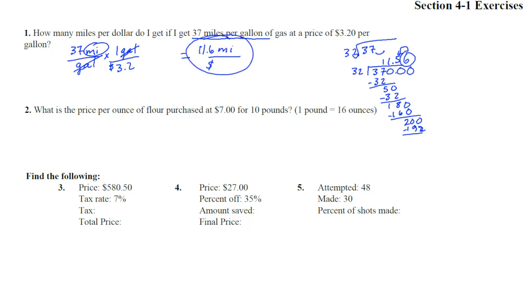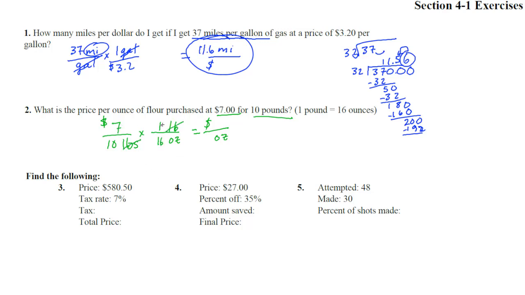Cool. Number 2, what is the price per ounce? So we're going to try to get dollars per ounce. And what do we start at? $7 for 10 pounds. Notice that dollars is already on top and we have to change pounds to ounces. So we've got to multiply by something that's going to get rid of pounds and turn it into ounces. So 1 pound is 16 ounces. There we go, and pounds cancel.